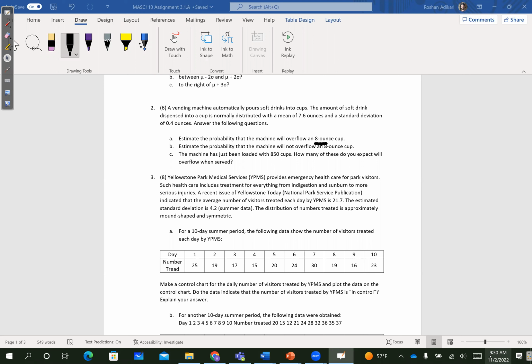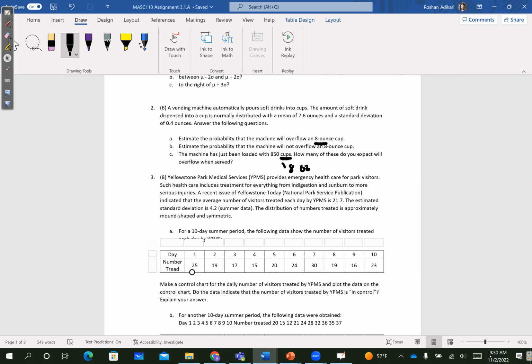Okay, part C, the machine has just been loaded with 850. Actually, again, there are typos in these questions. You have to assume these cups are 8 ounces. 8 ounce cups. So how many of these will you expect to overflow?